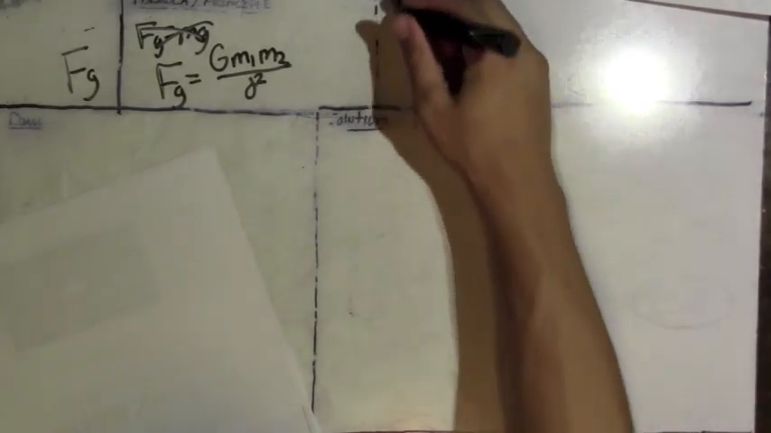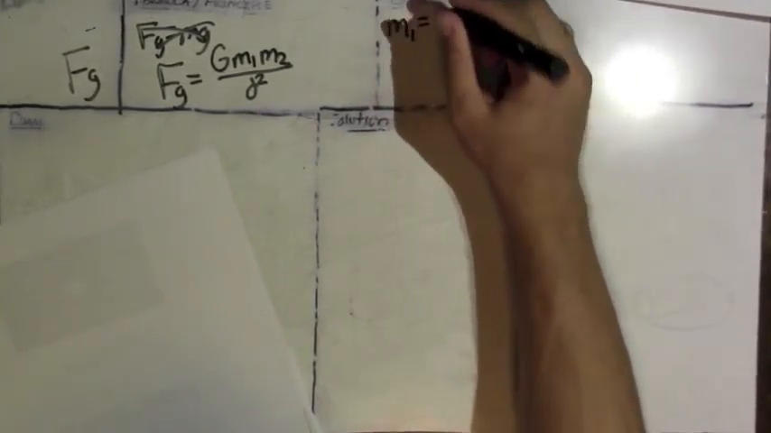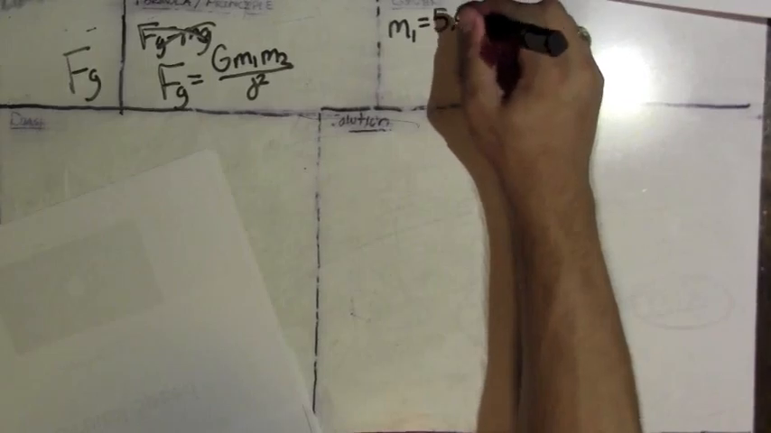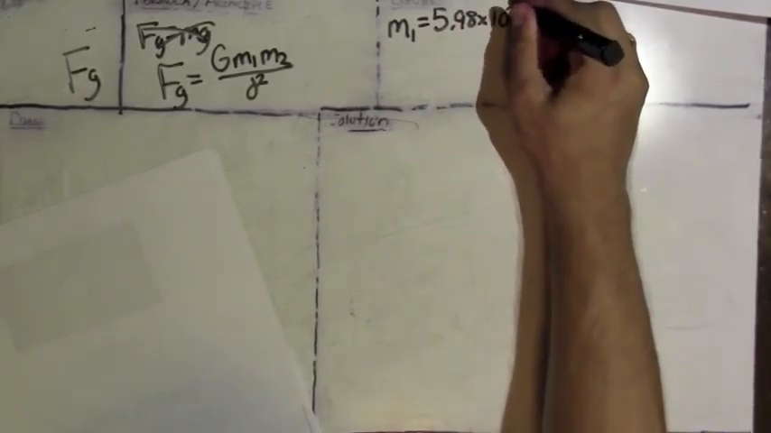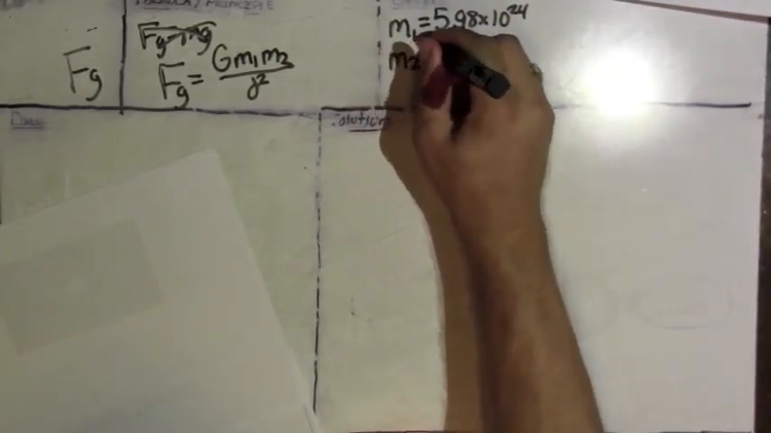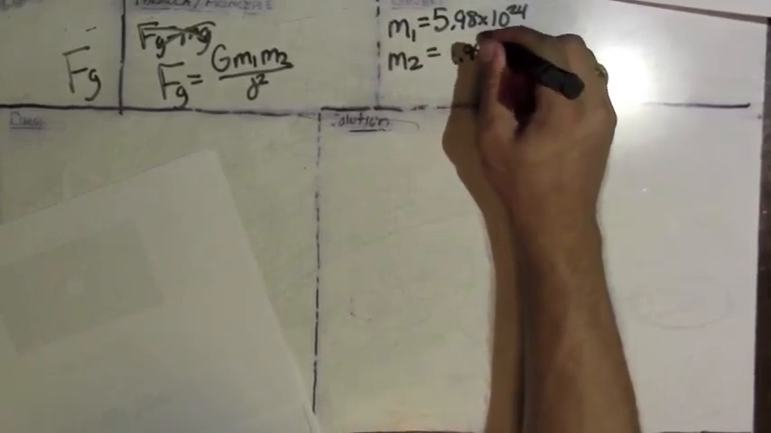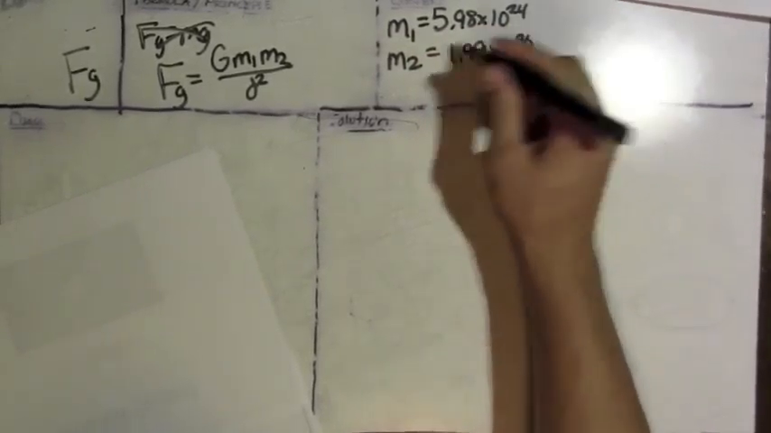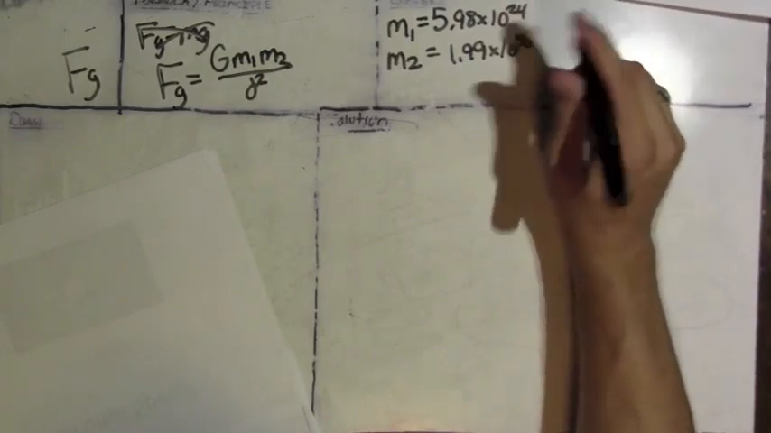We were given the mass of the Earth. I'll call that m1. The mass of the Sun. And we were given the distance between the two.